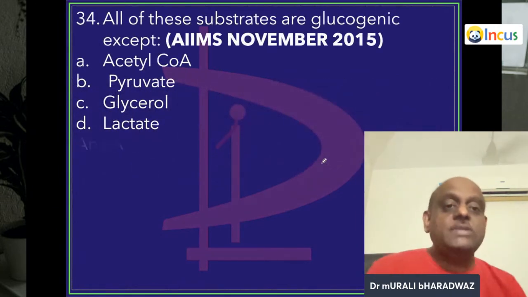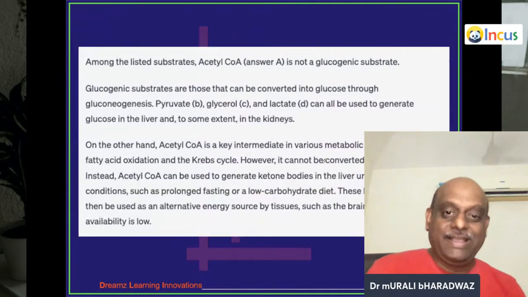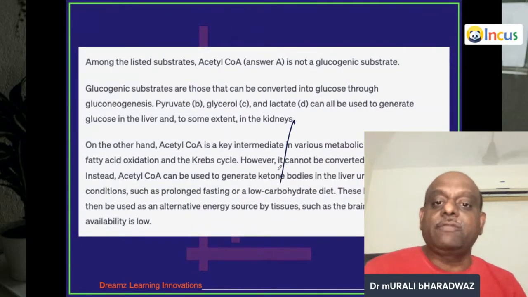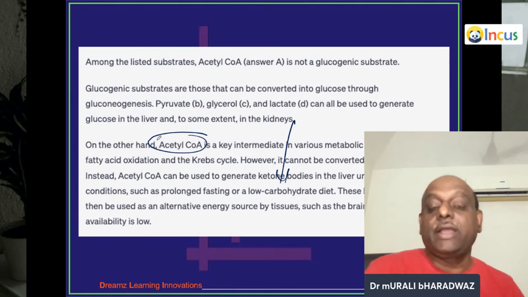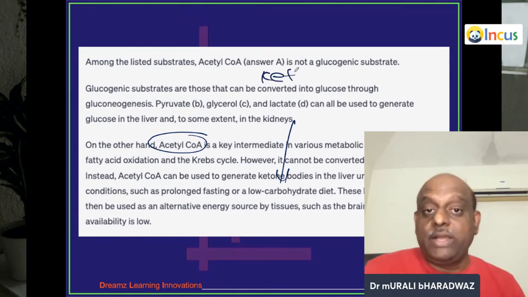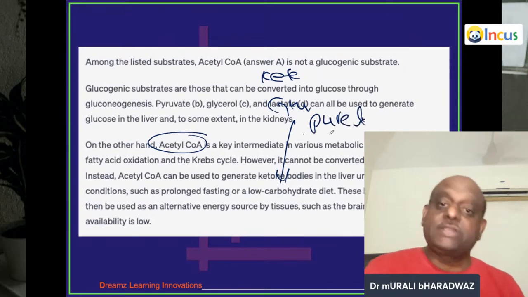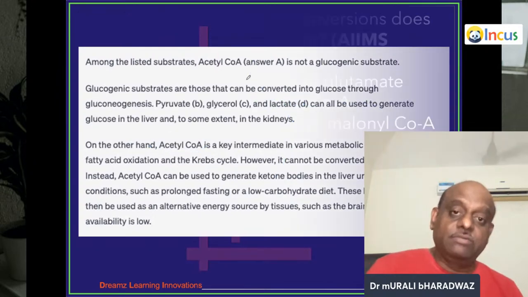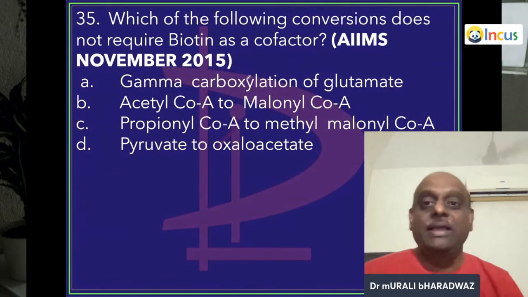Now, these are all the substances which are glucogenic. Acetyl-CoA is not glucogenic. Acetyl-CoA leads to formation of ketone bodies. How can it form glucose? So accordingly, ketogenic amino acids, glucogenic amino acids, purely ketogenic amino acids, all that list, one question will definitely come in tomorrow's NEET pichhi.